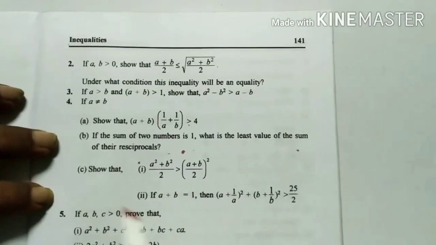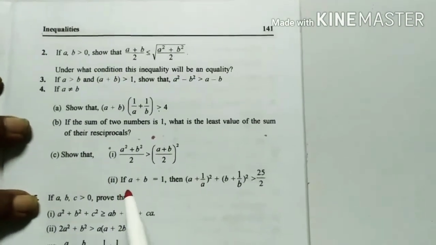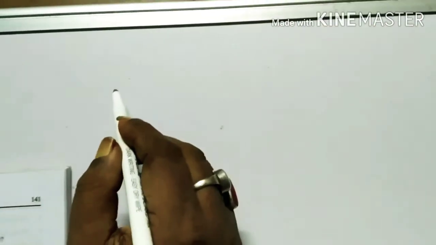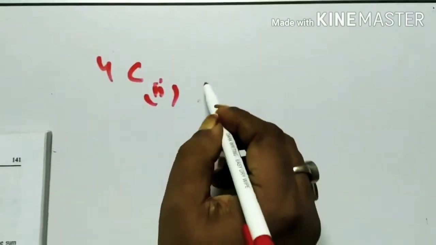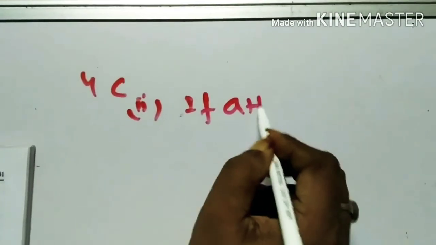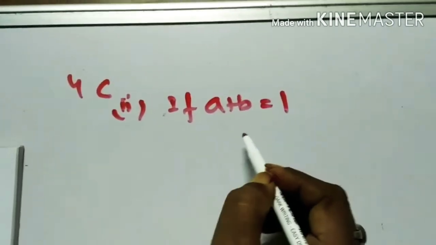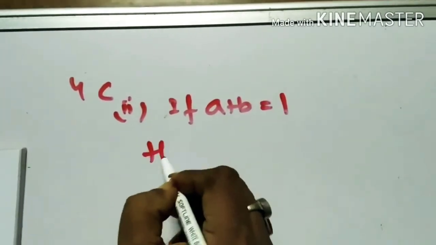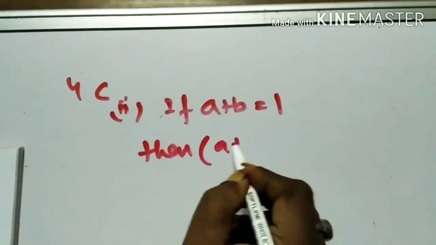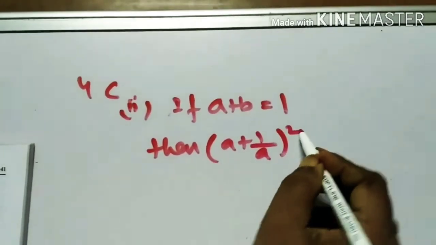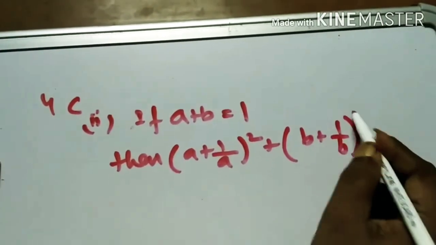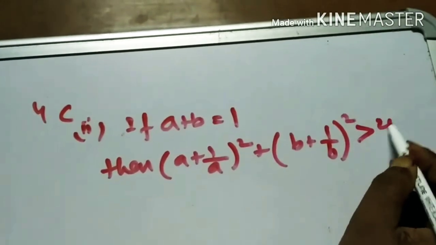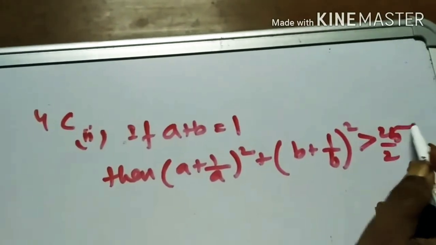Now see, question number 4, C part 2. It is given that if a + b = 1, then we have to prove that (a + 1/a)² + (b + 1/b)² is greater than 25/2.